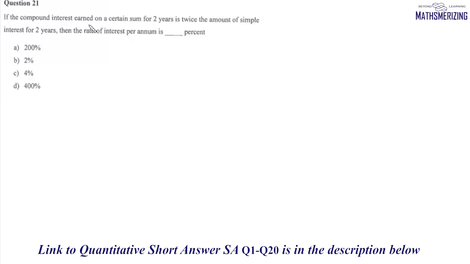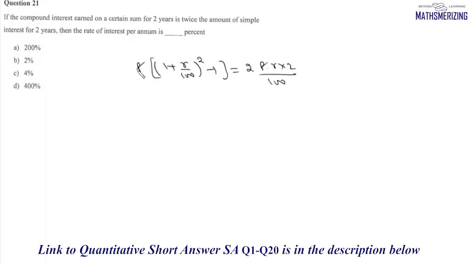Now the next question is, if the compound interest earned on a certain sum for 2 years is twice the amount of simple interest in 2 years, then rate of interest per annum is. So we know that compound interest is given by P(1 + R/100)^n - 1, and this is 2 times simple interest, which is simply P into R into T upon 100.